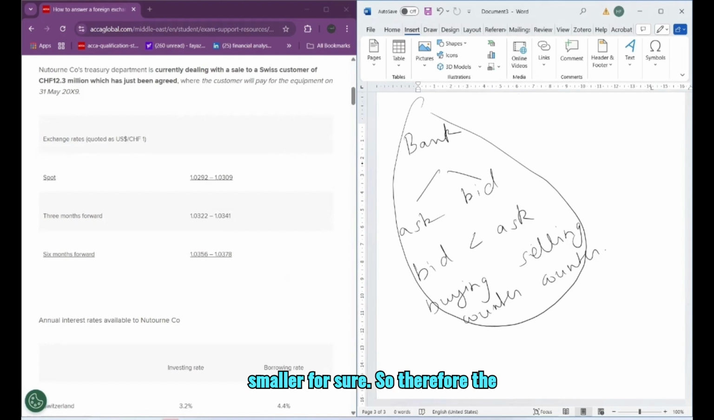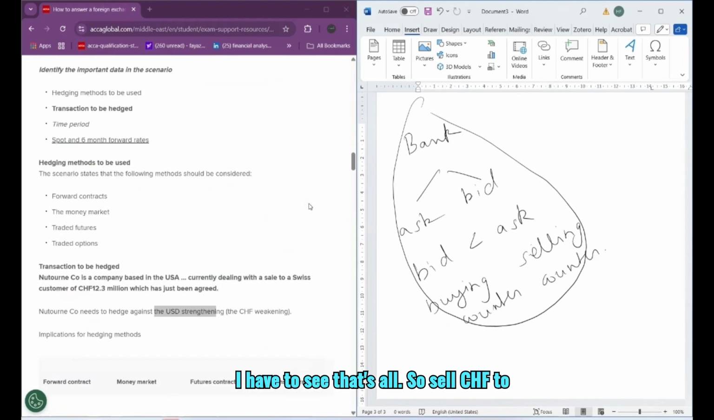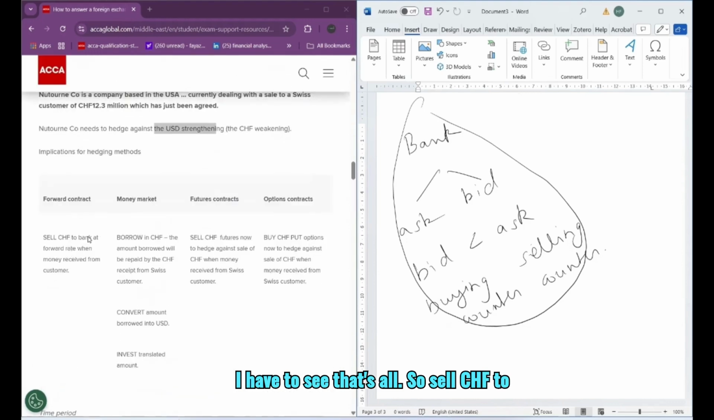So therefore, the rate that I will consider in my forward contract, the 6-month forward contract, will be 1.0356, the bid rate, because the bank will always purchase from us at the smaller rate. That's it. No other ifs and buts to it. I have clearly explained what I have to say. So sell CHF to the bank when money is received from the customer, that is in 6 months' time. So the 6-month forward rate. Borrow in CHF, as I already mentioned here, the amount borrowed will be repaid by the CHF receipt from the Swiss customer, correct?